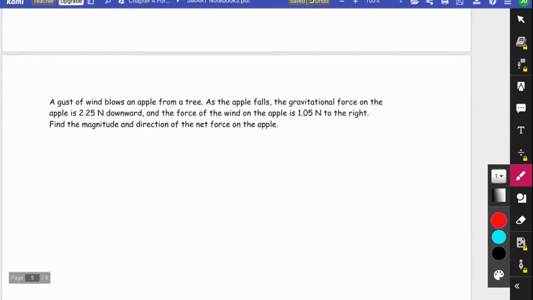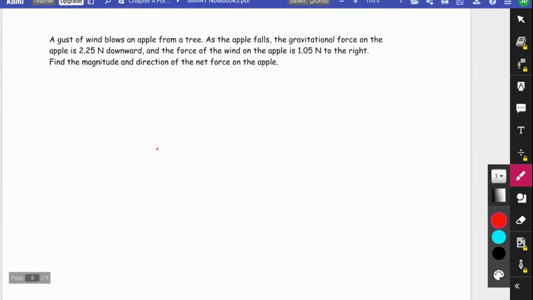Now we might also have a story problem, in which case we're trying to find the net force of an object. So it says a gust of wind blows an apple from a tree. As the apple falls, the gravitational force on the apple is 2.25 newtons. So 2.25 newtons here, and that would be the weight of the apple or the gravitational force. And then the force of the wind is 1.05 newtons to the right.